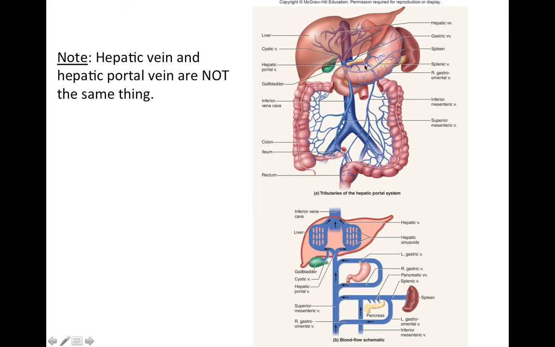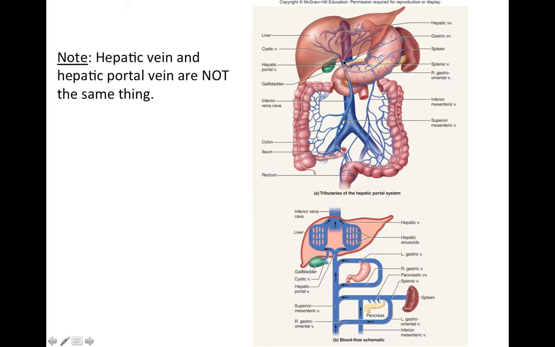So blood from the spleen. Here's your splenic vein right here, delivered to the hepatic portal vein. Gastric vein, blood from your stomach, delivered to the hepatic portal vein. You have an inferior mesenteric vein right here and a superior mesenteric vein draining blood from your intestines. That also is going to be delivered to the hepatic portal vein.